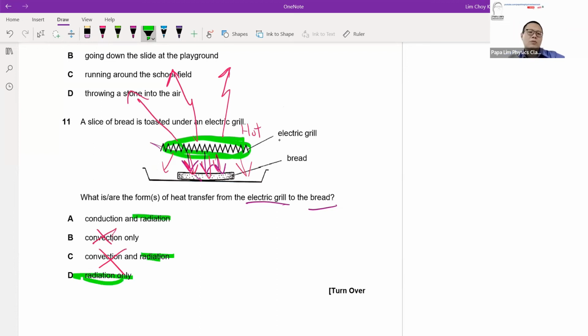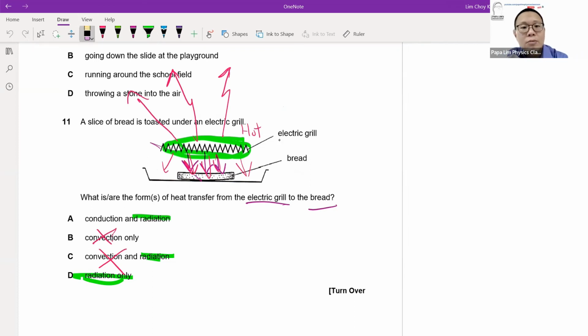So now the only option is, what is between A and D? Is D the only option, whereby radiation is the main method? Or are there other methods that we are looking at? So here we must be careful.